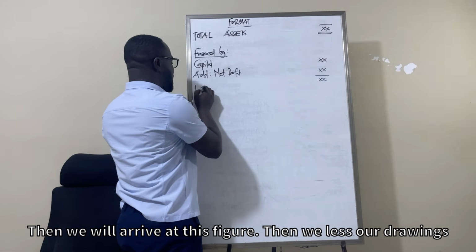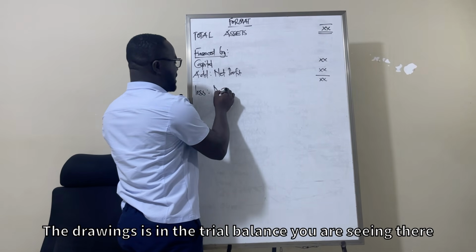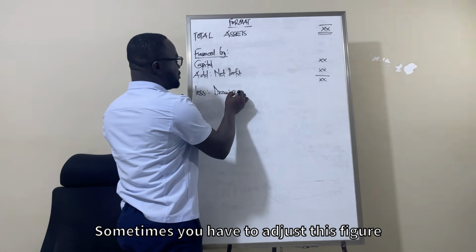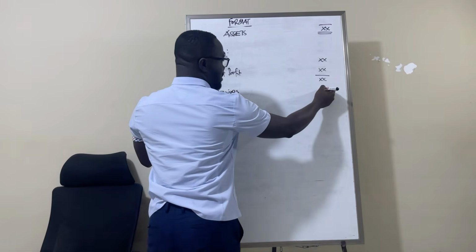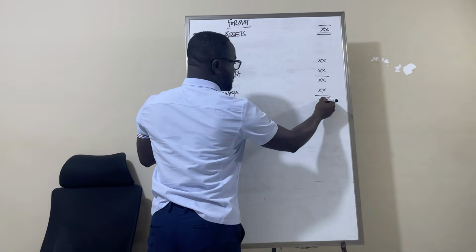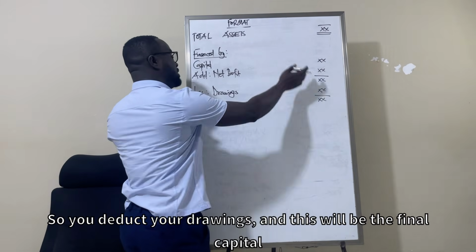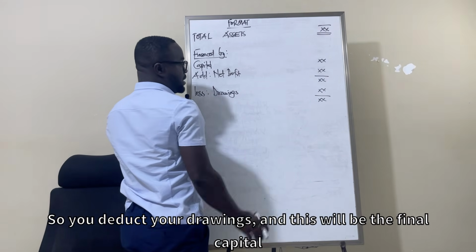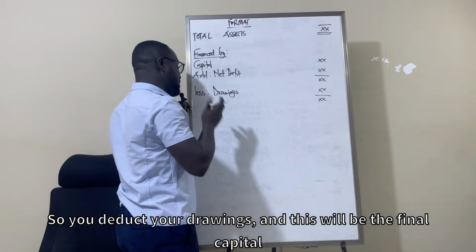Then we less our drawings. The drawings are in the trial balance you are seeing there. Sometimes you have to adjust this figure, maybe because the accountant couldn't record all the drawings. So you deduct your drawings, and this will be the final capital.